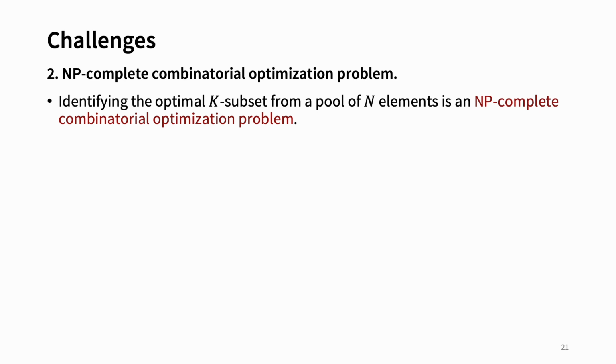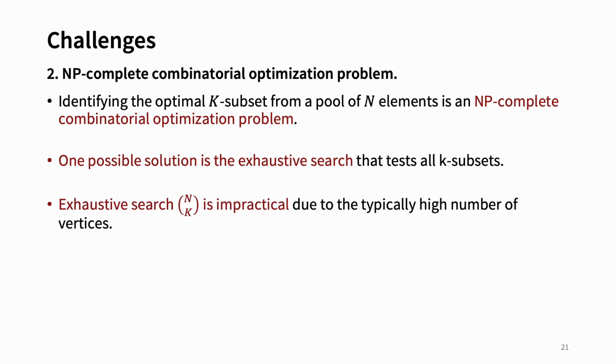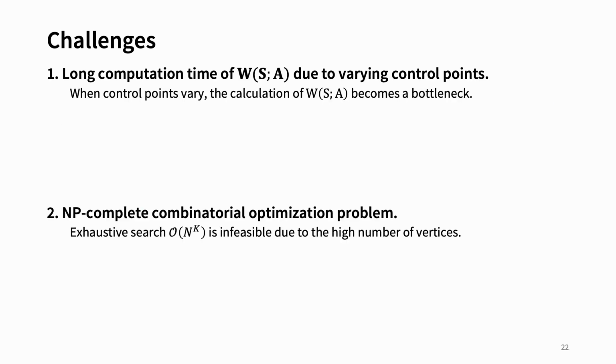Another challenge is that identifying the optimal K subset from a pool of N elements is an NP-complete combinatorial optimization problem. One possible solution is the exhaustive search that tests all K subsets. However, exhaustive search is impractical due to the typically high number of vertices. So there are two main challenges to achieve the goal.